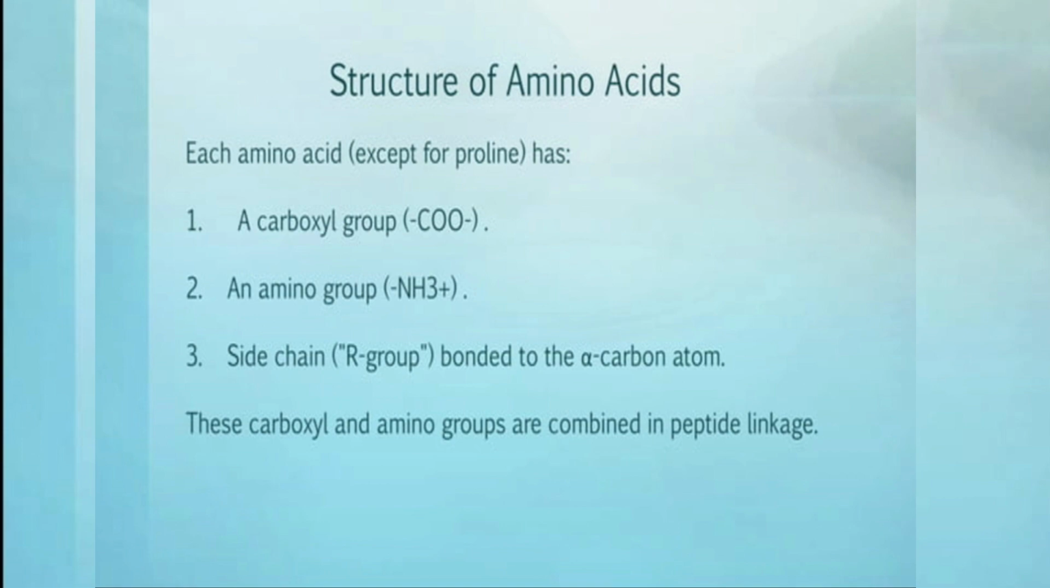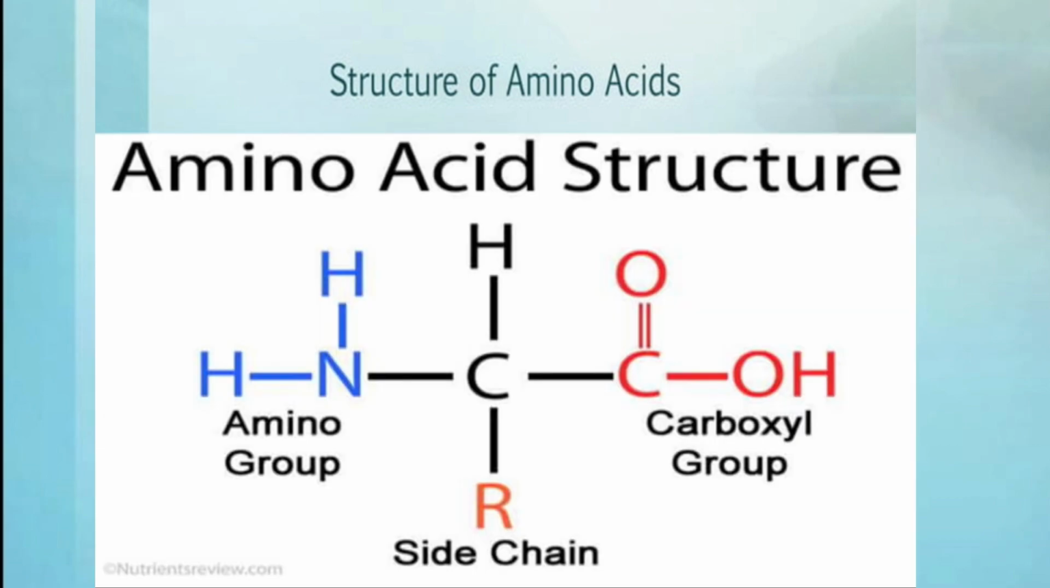Structure of amino acids. Each amino acid, except for proline, has a carboxylic group, an amino group, and a side chain R group bonded to the alpha carbon atom. These carboxylic and amino groups are combined in a peptide linkage. This is the structure of amino acids.